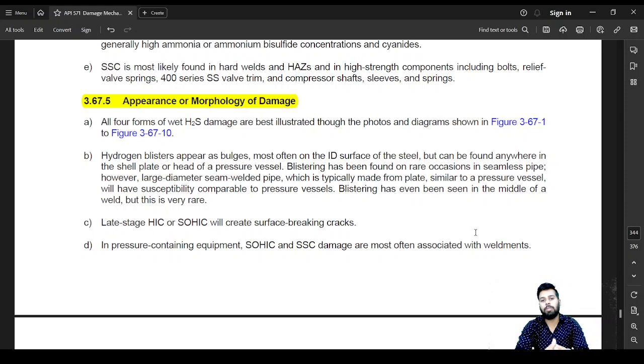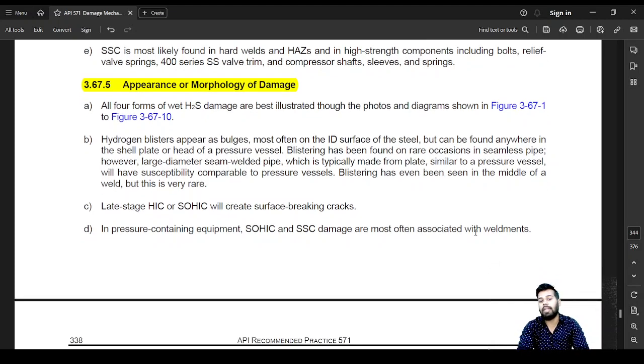Hydrogen blisters appear as bulges, most often on the ID surface of the steel, but can be found anywhere in the shell plate or head of a pressure vessel. Blisters can be found on rare occasions in seamless pipes. However, large diameter seam welded pipe, which is typically made from plate similar to that of a pressure vessel, will have susceptibility comparable to pressure vessels. Blisters have even been seen in the middle of a weld, but it is very rare.